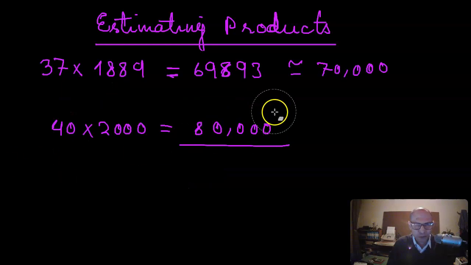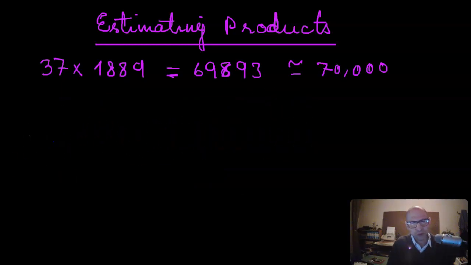Now, a good application of estimating products is when you want to check your answer and make sure that the answer you've gotten is actually right. Suppose that you had, for example, 37 times 1889, right? And you've done this calculation by hand, not using a calculator, and you've got the answer as 69,893. If you multiply 37 by 1889 on a calculator, you would get 69,893, this exact number. This is the actual right answer.